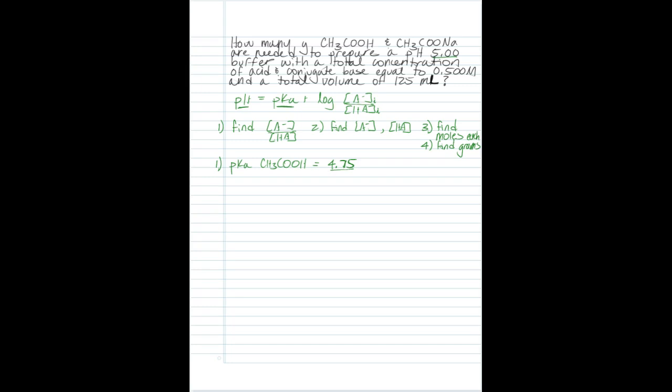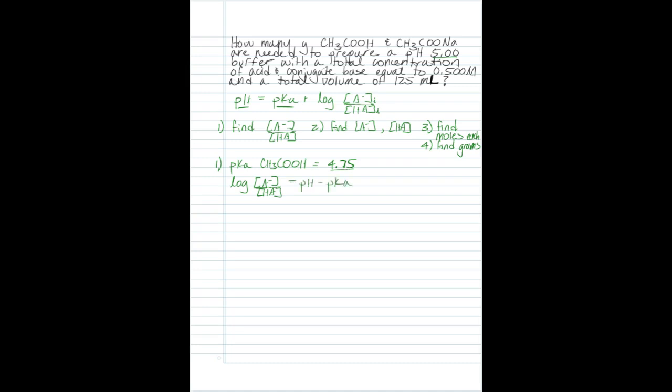So what am I solving for? I'm solving for the ratio of the A minus to the HA in the Henderson-Hasselbalch equation. So let's isolate that. Let's say log of A minus over HA, and I'm just going to forget about the I's. I'll have it in my head, the initial concentrations, equals pH minus pKa.